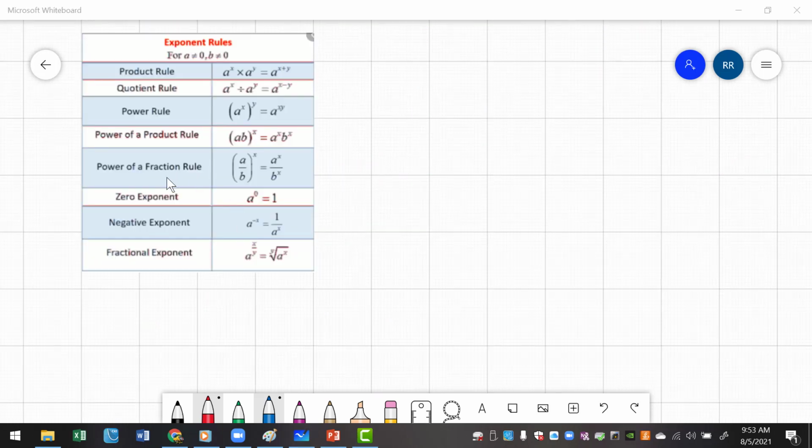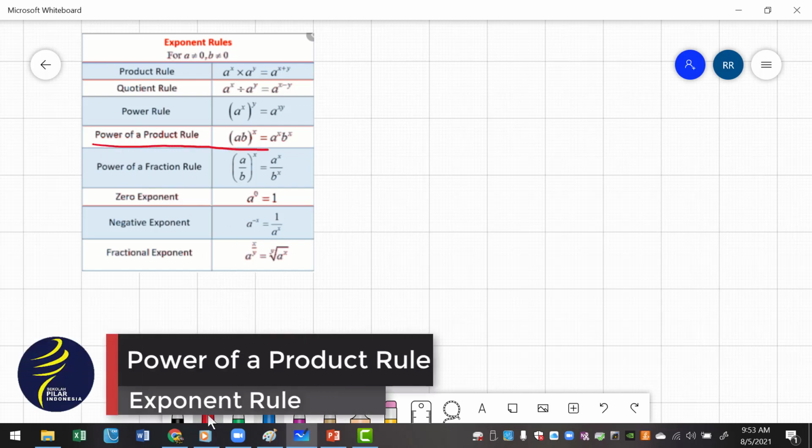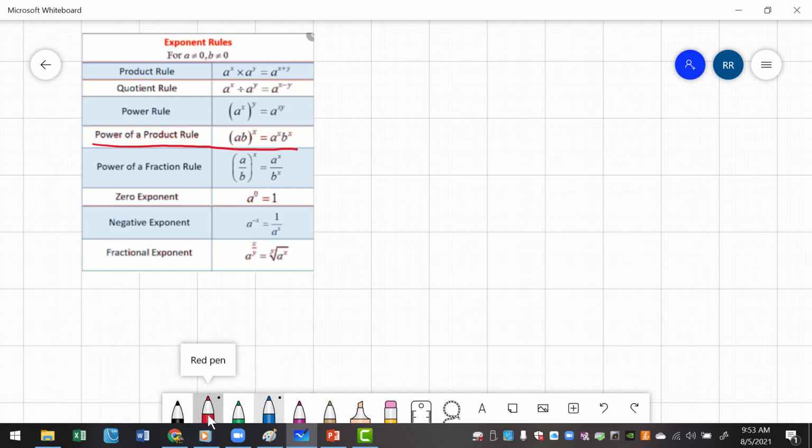Okay, for the next rule, we have the power of a product rule. This one here, right? We have (ab) to the power of x is equal to a to the power of x, b to the power of x. I'm going to use n and m this time. So we have (a times b) to the power of n. Let's say I'm using n. You can use any other alphabets as long as you make them different from these two, right? To make it consistent, which one is the power and which one is the base.